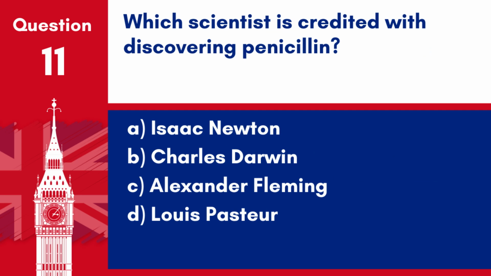Question 11. Which scientist is credited with discovering penicillin? A. Isaac Newton. B. Charles Darwin. C. Alexander Fleming. D. Louis Pasteur. Answer: C. Alexander Fleming. Alexander Fleming is credited with discovering penicillin in 1928, revolutionizing medicine with the introduction of antibiotics.